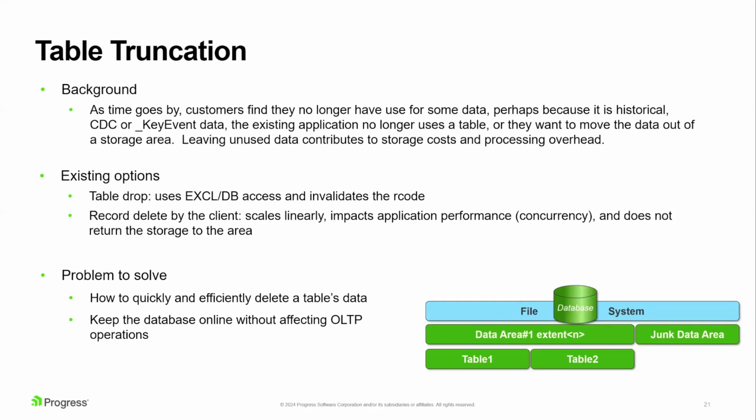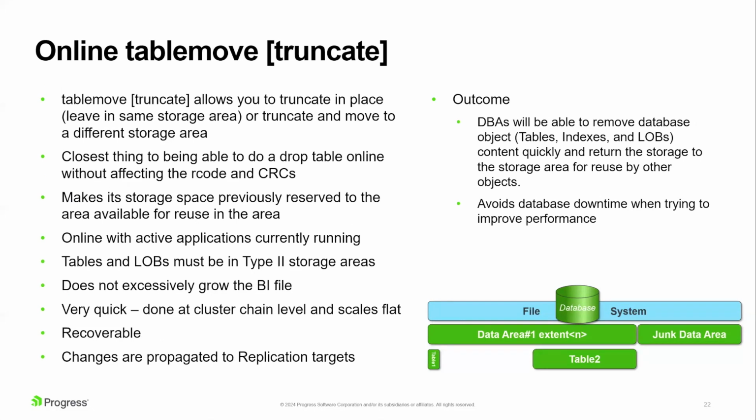So the problem we want to solve is how do we quickly and efficiently delete a table's data and keep the database online without affecting the OLTP operations. We have solved that by creating an online table move with a truncate option. It allows you to either truncate your table in place, leave your storage in the same storage area, or you can truncate the table and move it to a different storage area. You would do that for an archive operation, perhaps.